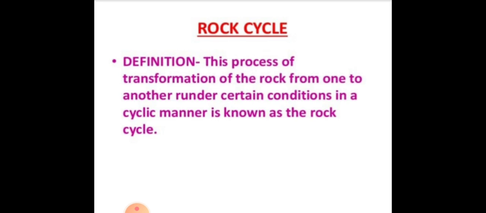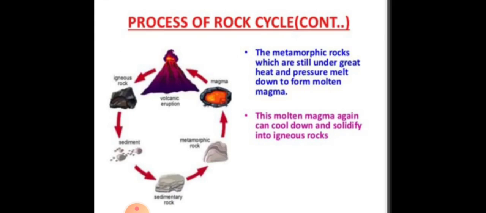Rock cycle. Definition. This process of transformation of the rock from one to another under certain conditions in a cyclic manner is known as the rock cycle. Process of rock cycle. The metamorphic rocks, which are still under great heat and pressure, melt down to form molten magma. This molten magma again can cool down and solidify into igneous rocks.